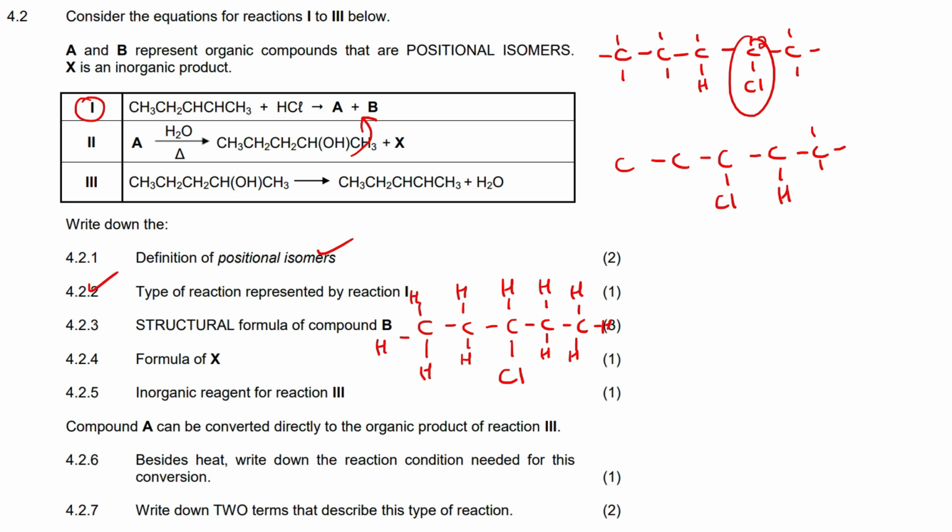Okay, so we've done this one, we've done this one, we've done this one. Now it says, what is the formula of X? Now they tell us that X is an inorganic product. Inorganic means there's no carbon involved. Man, I should have kept the alcohol one that I had, but let me just quickly draw it here anyways. We have lots of time, don't we?